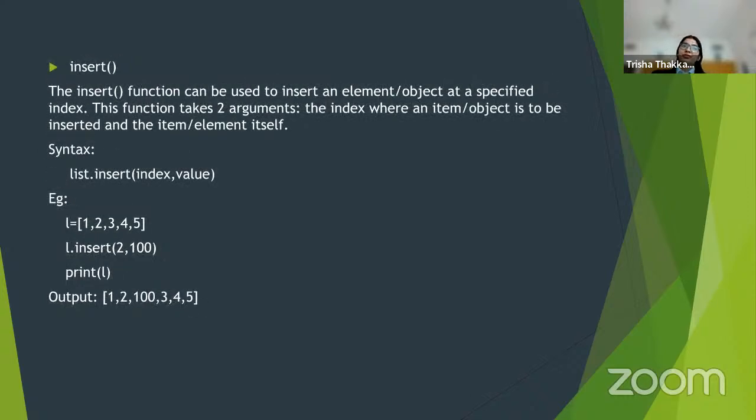The insert function. This function can be used to insert an element or object at a specified index. This function takes two arguments: the index where the object is supposed to be inserted and the object itself. So the syntax for this would be list.insert(index, value). In this example, we have inserted the value 100 at the index 2. And so the statement for that would be l.insert(2, 100).